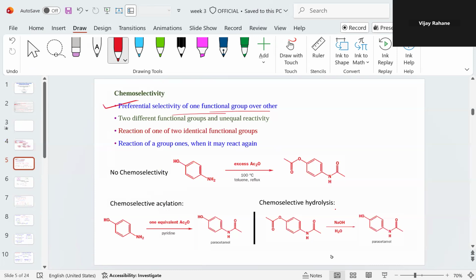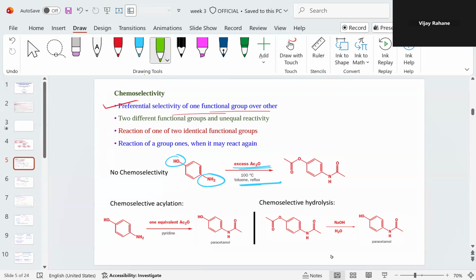If you take an example, in this one you can see this compound has a phenol OH functional group and an NH2 functional group. If you add excess acetic anhydride at 100 degrees Celsius in toluene and reflux it, what will we get? We get acetyl protection on both sides. The oxygen also gets protected and the nitrogen also gets protected by the acetyl group.